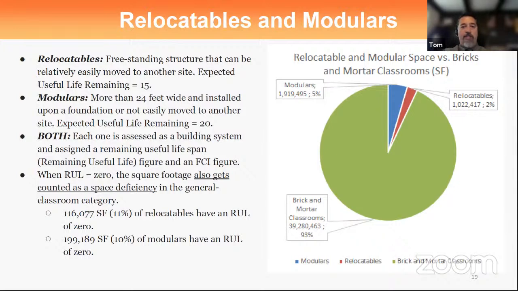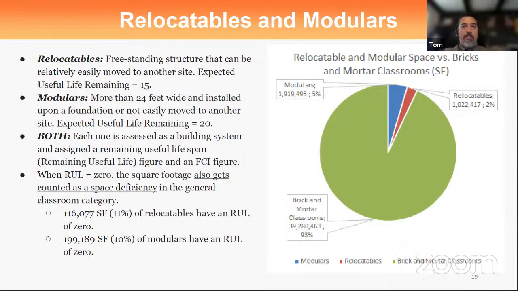Modular spaces typically are larger, a little bit more permanent, generally 24 feet and on a foundation, and generally can't be moved, at least not easily. They tend to be a little bit more permanent. And so the expected useful life is set at 20 years for those systems.